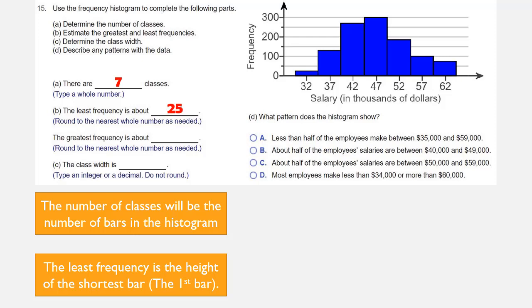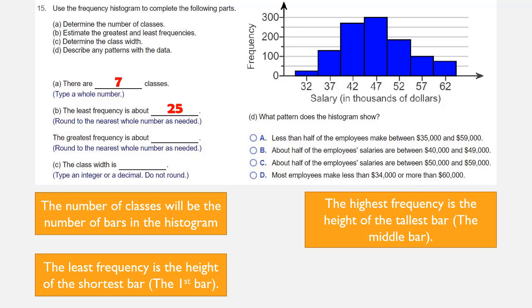To determine the class with the greatest frequency, we're looking for the highest bar. That has a midpoint of 47. And when we look at the bar that's centered at 47, it looks like it's right at that 300 number. So we'll use that as our frequency estimate, 300.